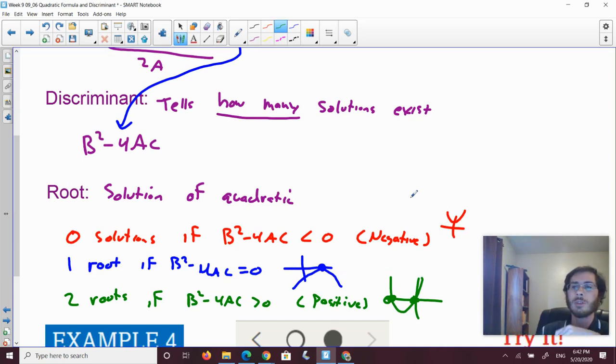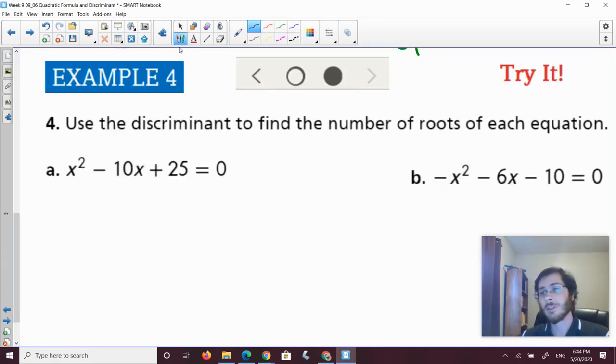So if it looks like it's a good completing the square, complete the square. If it looks like it's factorable, factor it. If you just want to graph it because you feel like graphing it, go ahead and graph it. So we're going to use the discriminant to find the roots of each of these equations.